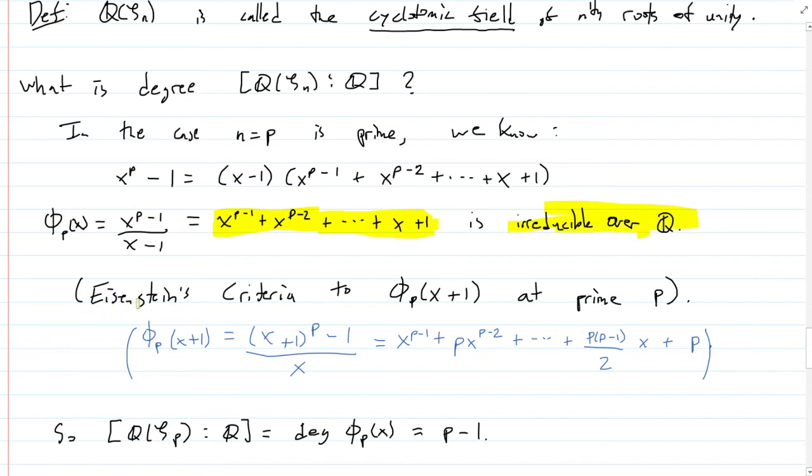The way you see it's irreducible is by using Eisenstein's criterion on the shift of this polynomial, phi p of x plus 1, at the prime p. If you do the computation, you plug in x plus 1, and then you see that all of the terms that are not the leading term have a factor of p, but the constant term doesn't have a factor of p squared. So it's irreducible.